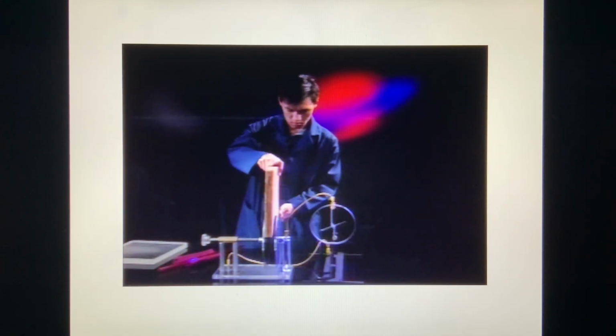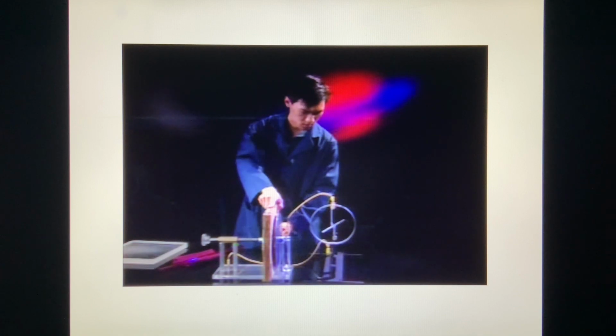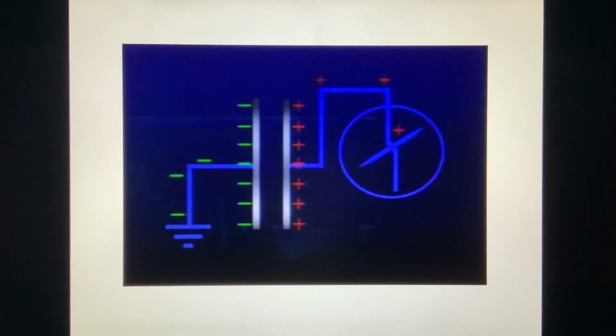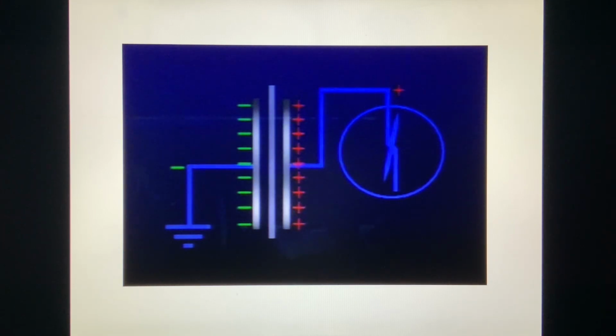A sheet of cardboard inserted between the plates shows a similar effect. This animation shows how the charges move between the electroscope and the capacitor as the dielectric plates are inserted.